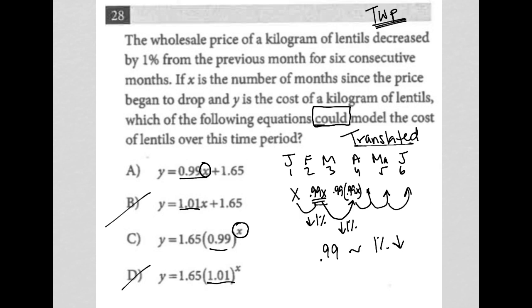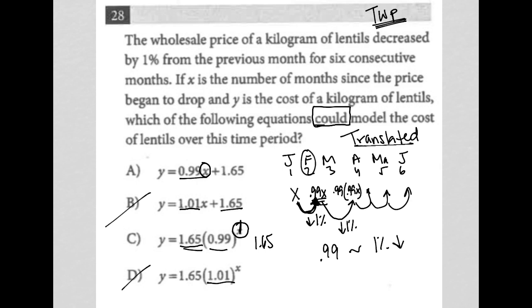It's pretty easy to test this, actually, because we could say, well, if I am in the month of February, 2 months in, the second month, basically, then I would expect that I'm basically 1 month after my original cost, or one version of this 1% decrease, which means I'd put a 1 right here, and I'd have 1.65, which I'm assuming is the cost of the lentils. The question doesn't tell me, but I have to assume that.